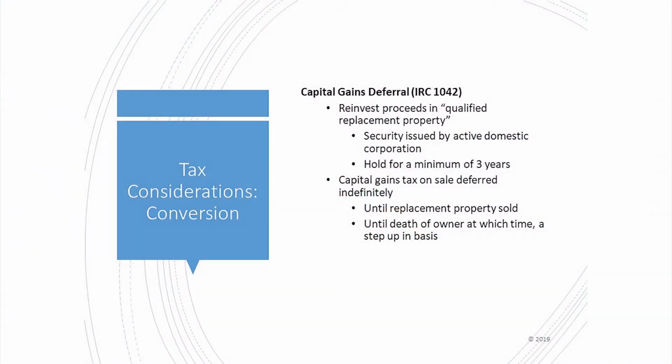Then you have to hold those stocks, that qualified replacement property, for at least 3 years. After that, you can sell that stock, and you would have to pay capital gains. Now, capital gains on $500,000 is about, just on the federal side, $100,000 in taxes. So to defer those capital gains and not have to pay them is a nice idea.